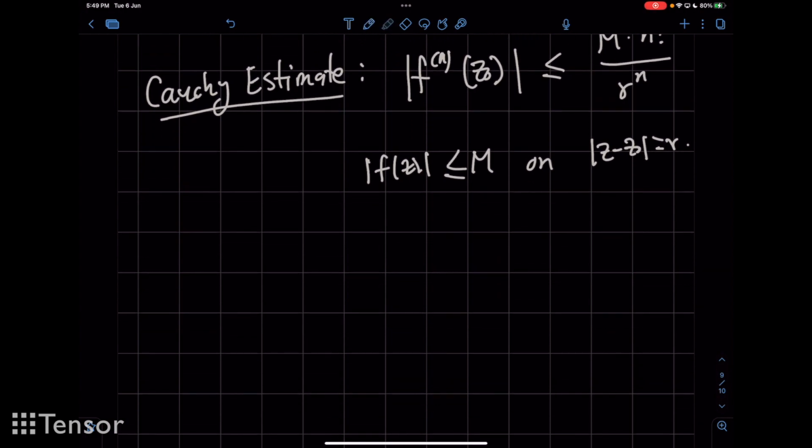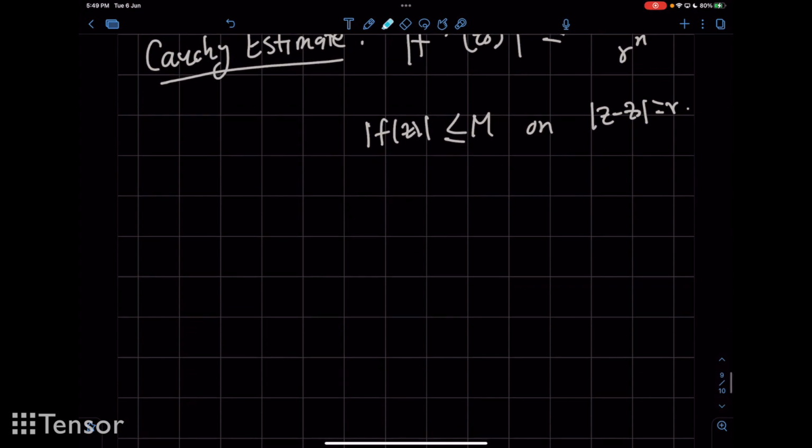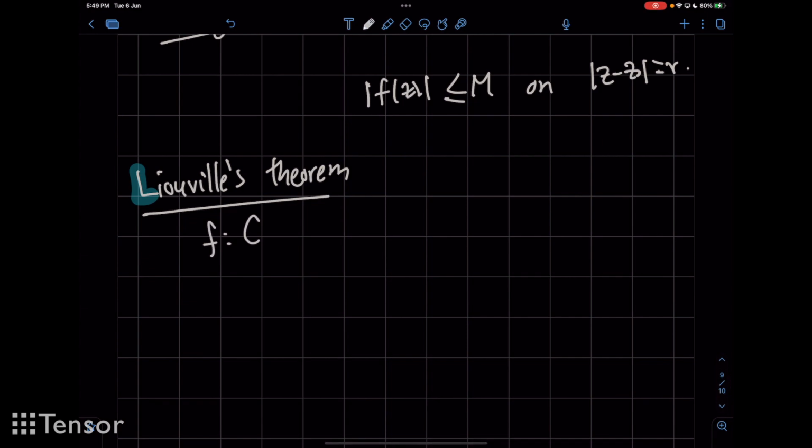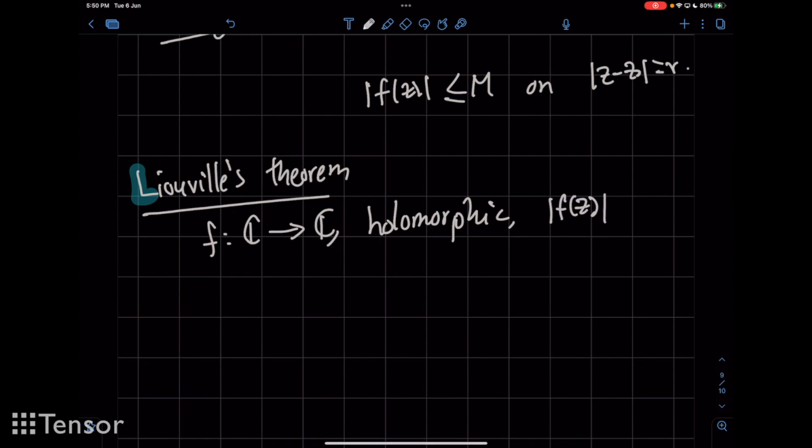Now I have another theorem that we probably talked about a little bit in the previous class. The theorem is Liouville's theorem. What does Liouville's theorem say? If I have a function defined on the whole complex plane, and it is holomorphic as well, and also f is bounded, that is, the absolute value of f of z is bounded by some constant M for all z, then f must be constant.